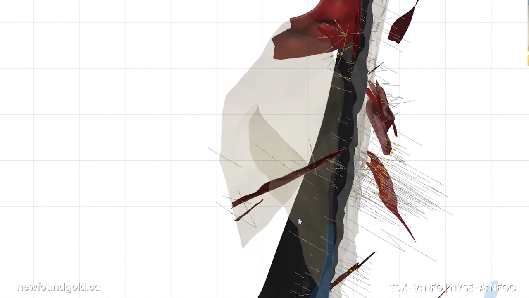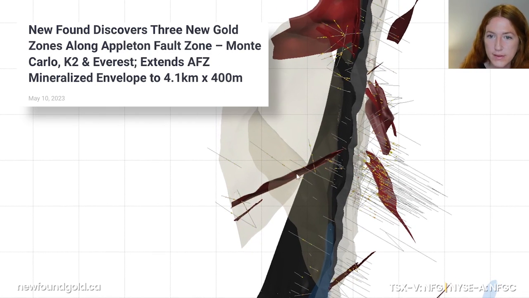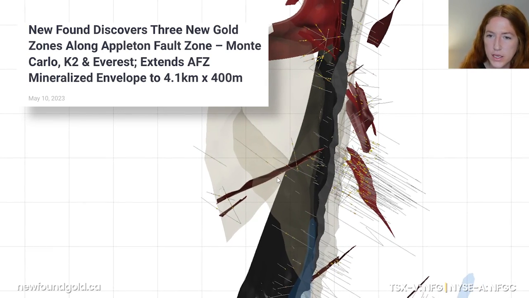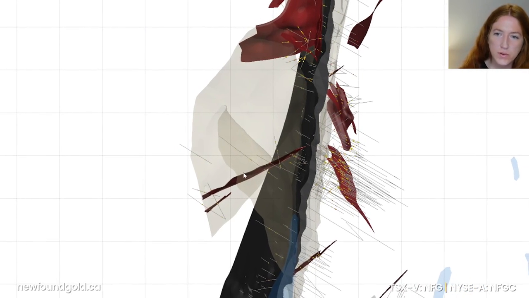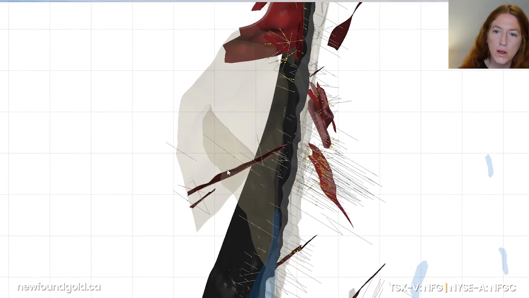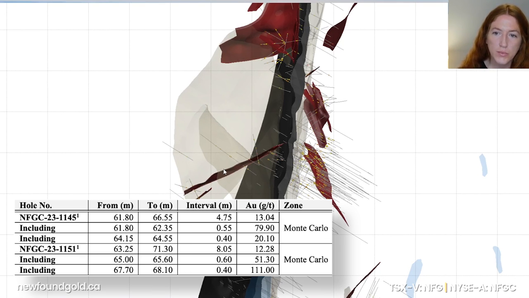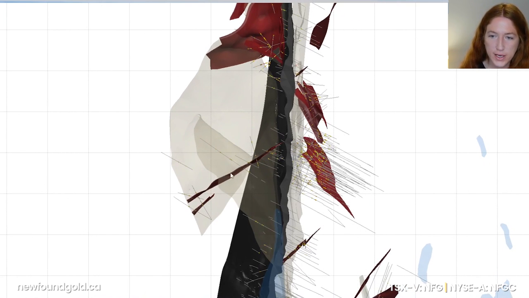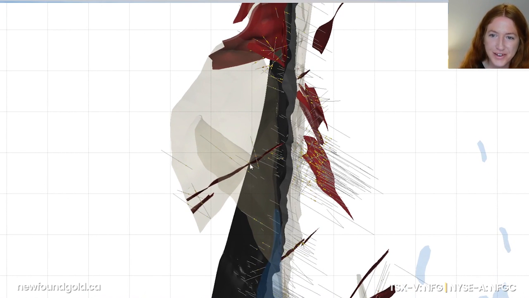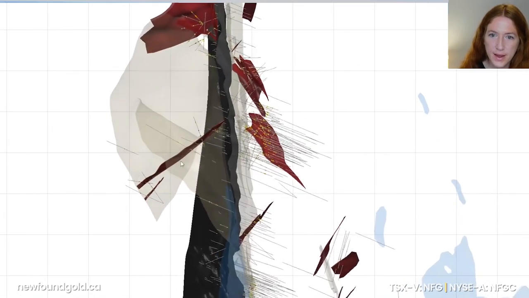While we're here in the model, I'll also point out Monte Carlo. This was recently released a few months ago. We've had several high-grade hits into it so far. Its character is very similar to Lotto, so it's this nice, beautiful, discrete vein in a narrow, kind of brittle structure. But very high grade in places. And you can see striking again at an orientation we've seen before, but very early days for that one.